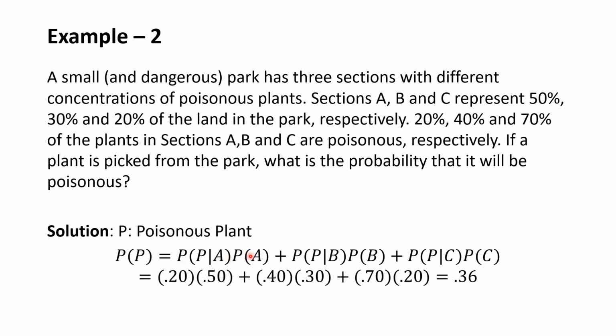The probability that you've picked the plant from A, given it's the biggest area, is 0.5, and we're told that 20% of the plants from there are poisonous. And then the same thing for B, that's the next biggest area, so the probability of picking from there is 0.3, and the probability of the plant from there is poisonous is 0.4. We do the same for C, given the information we're given, and we just multiply these three terms out and add them, and we get a 36% chance that the plant that we've selected is poisonous.